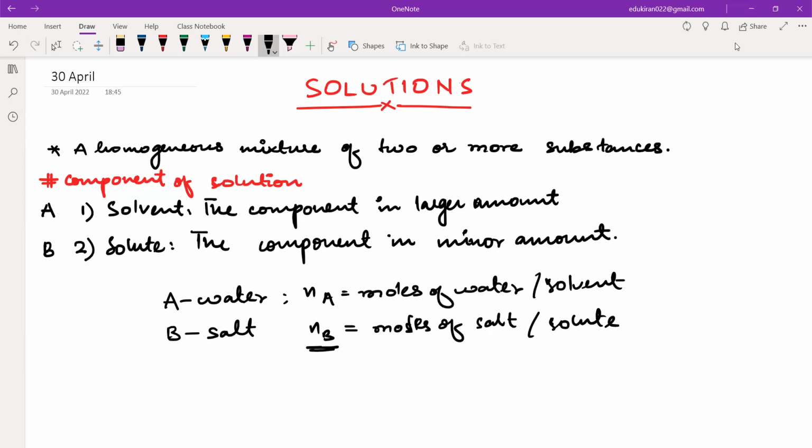This is moles of solute. Nb is always what? Moles of solute. Nb is always going to be the moles of solute. Is that clear? Yes or no? Please tell me. Yes, sir.